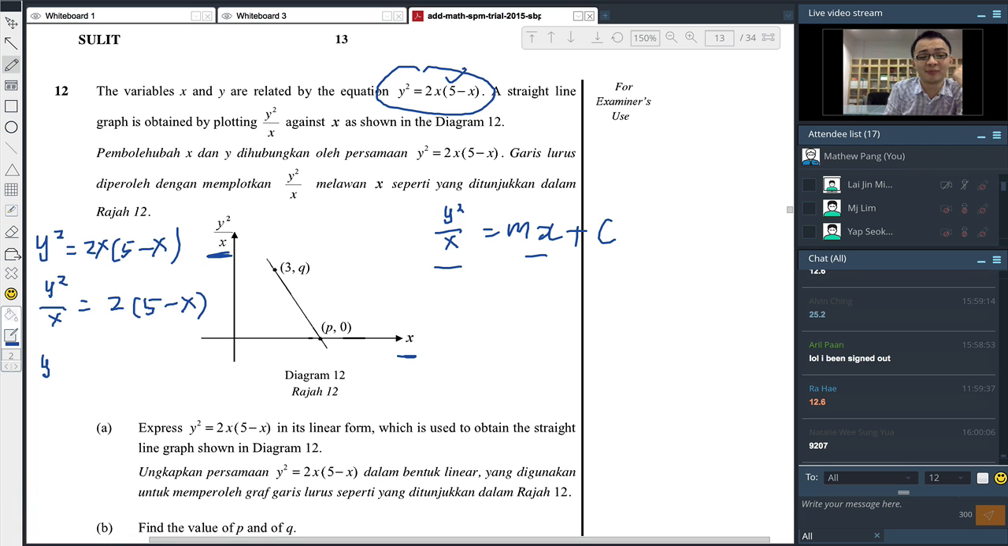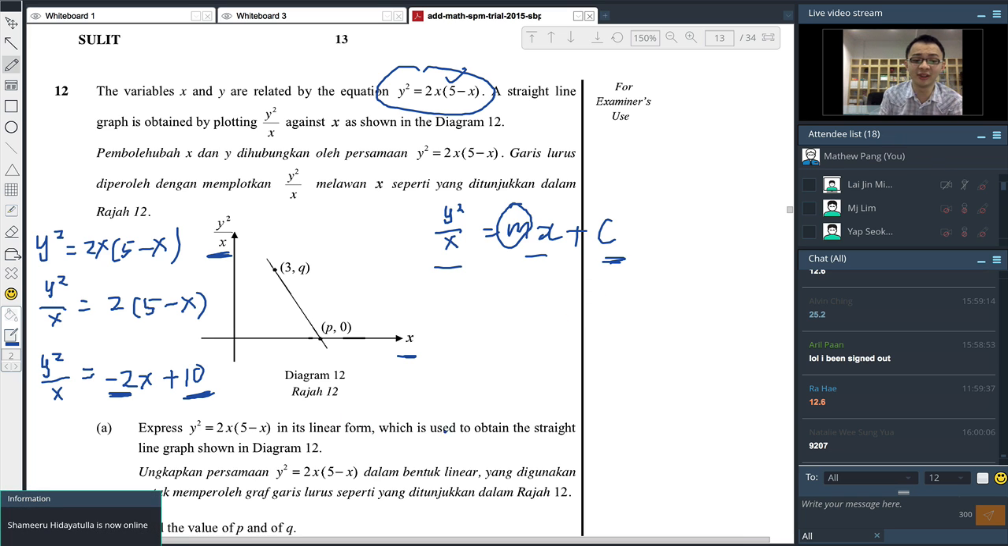Then I just multiple in and rearrange in their pattern. This is negative 2x plus 10. So obviously my gradient, my m here, will be negative 2. Okay? And my c here will actually equals to 10. So it asks you to express in terms of linear form, which is obtain the straight line graph. So I already did for A. This is what we need to do for A.